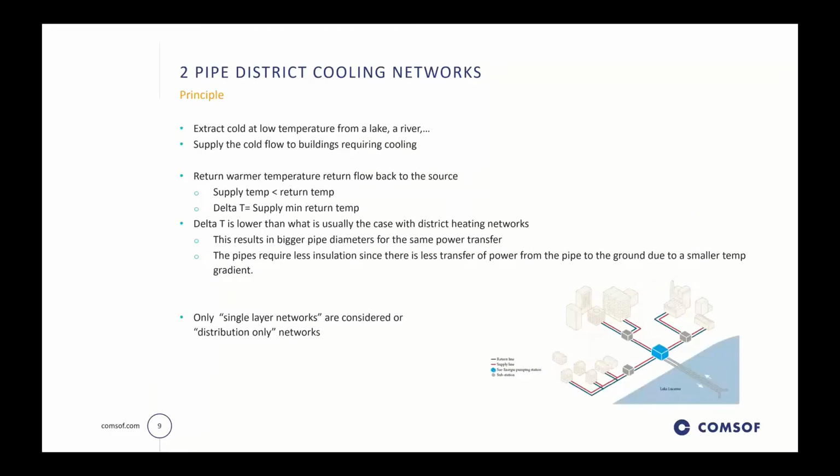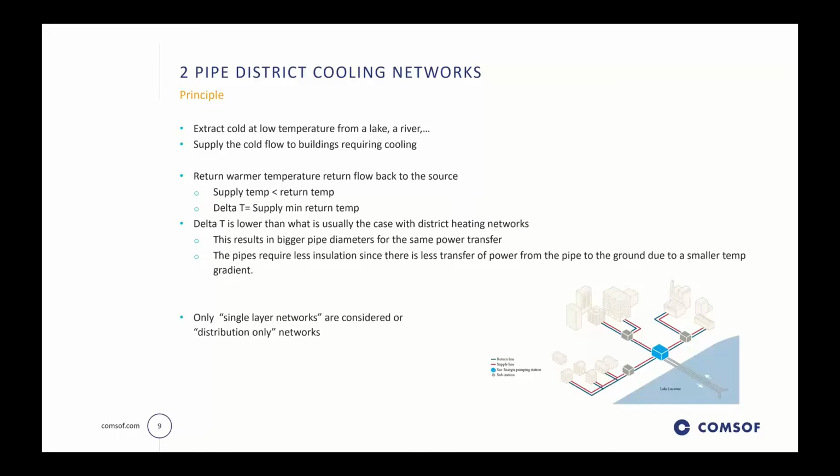So I think you all know the concept of district cooling. Here we extract cold from a lake, from a river, and we want to supply the cold to the buildings that require cooling in the summertime. This means that the supply temperature is colder than the return temperature. What is also different than with district heating networks is the fact that the delta T is typically lower. That means that you will get bigger pipe diameters for the same power transfer.